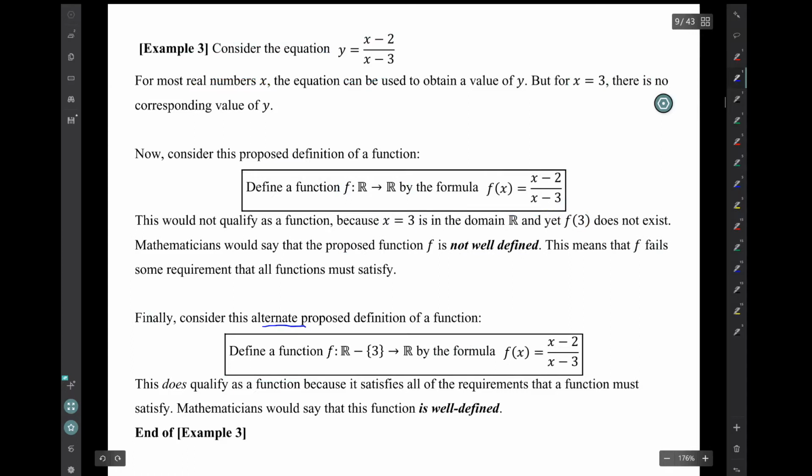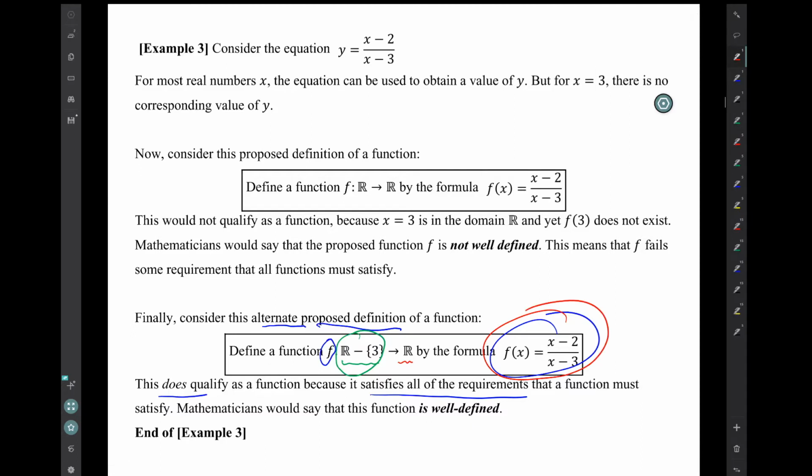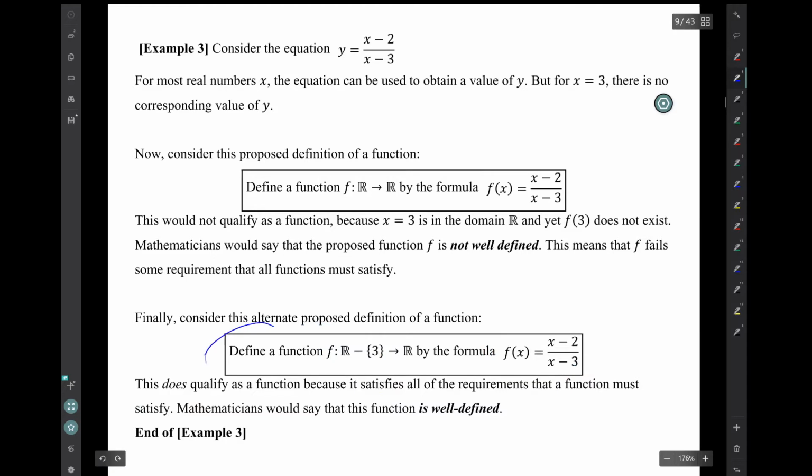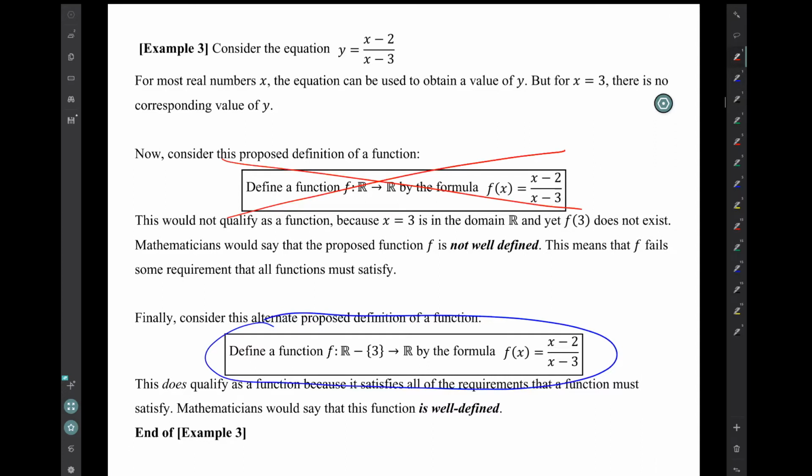Now consider this alternate proposed definition. Define a function called f with this as its domain, the set of all real numbers except 3, and this as its range, and use that same formula. Well, we see that this does qualify as a function because it satisfies all the requirements that a function must satisfy. That is, for every x in this set, this formula can be used to get a value of f of x in exactly one value. So this is a valid definition of a function. This is not a valid definition of a function.